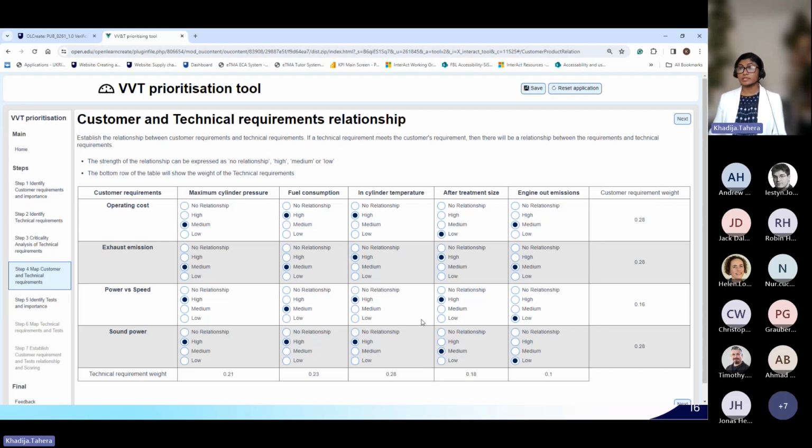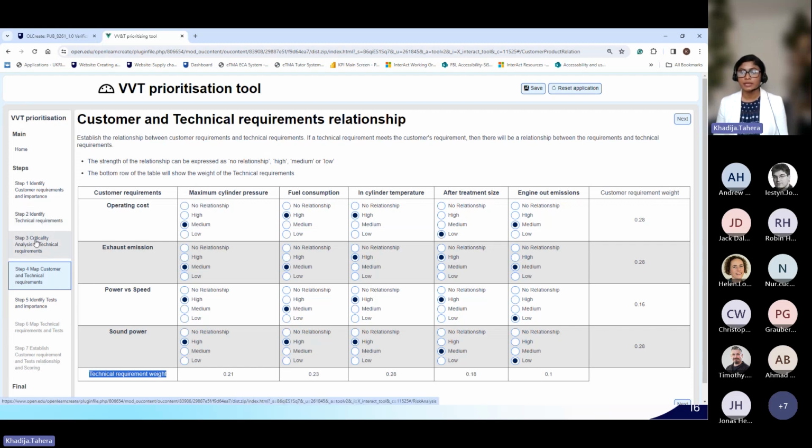So once we have established the relationship, then we can see the weight of the technical requirements. The weight of the technical requirements from the risk perspective we have seen in step 3. And in this one, we are looking at the importance of the technical requirements from the customer's point of view. And it's probably this bottom row that gives us the value, what we think based on the input you have given.